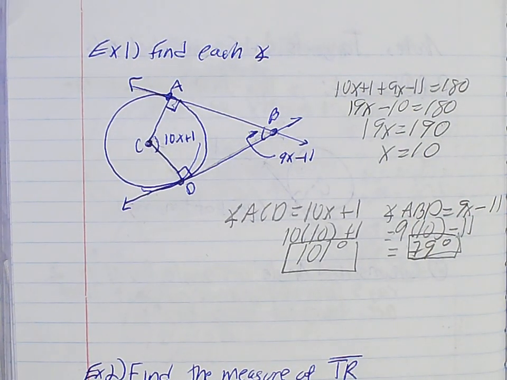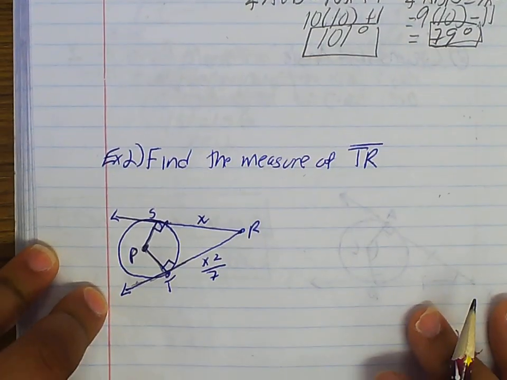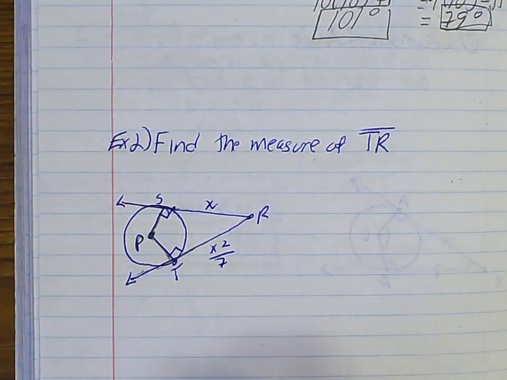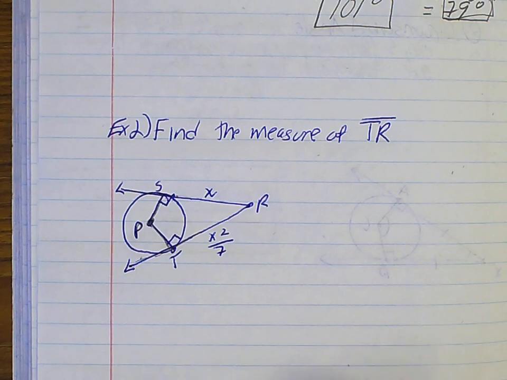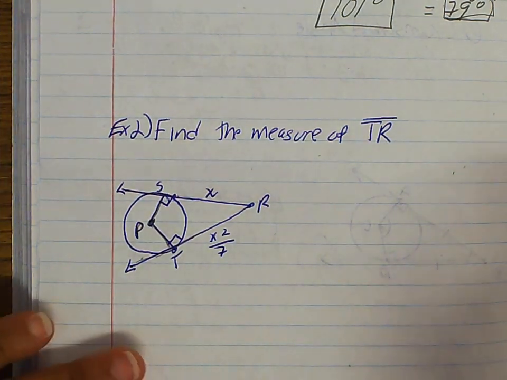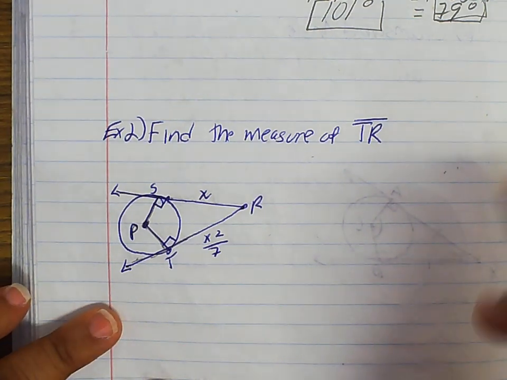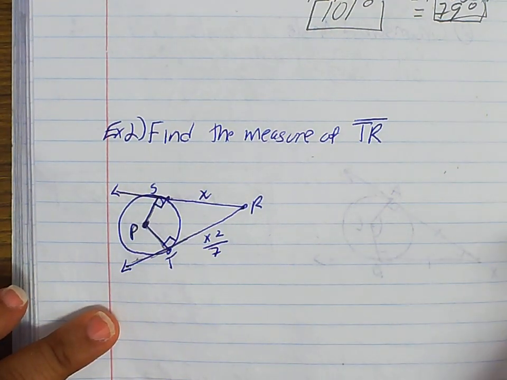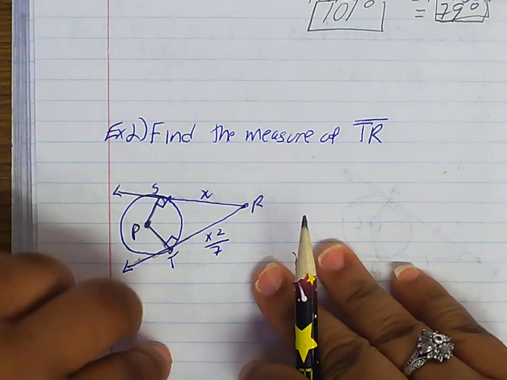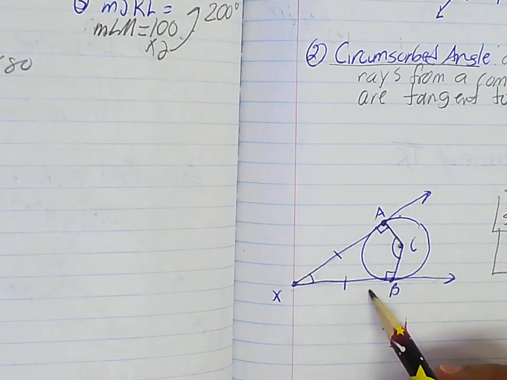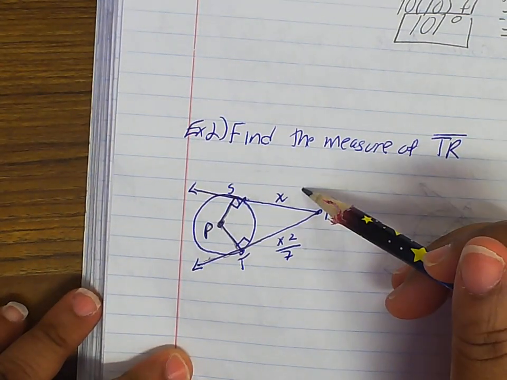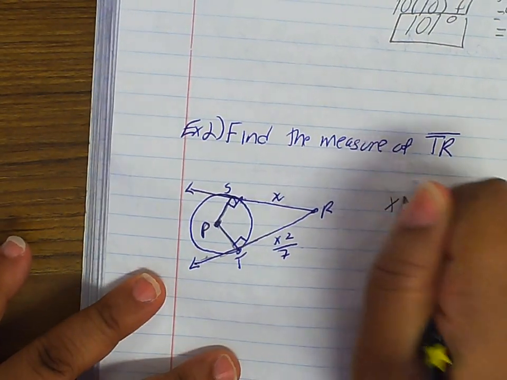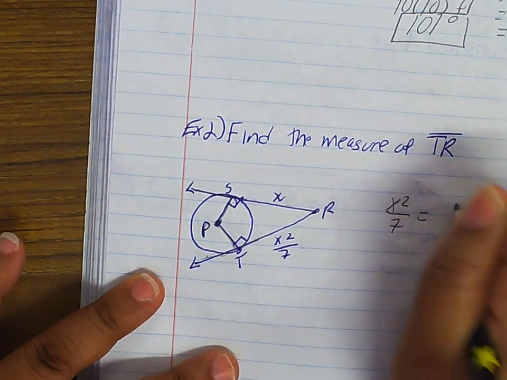Okay, all right. Let's try one more example. Again, you might want to pause the video real quickly while you sketch this into your journal, and then start the video up again. All right, so number 2 says find the measure of segment TR. If you refer back to the notes we were saying before, they were saying that these two were equal. So if I recall that and I look at this one, I can say that this equals that. So I'm going to say x squared over 7 equals x.